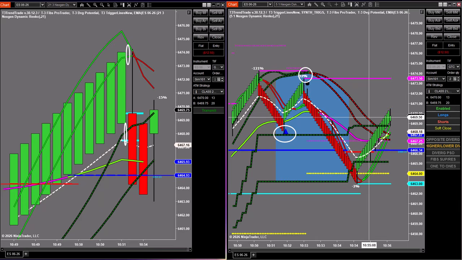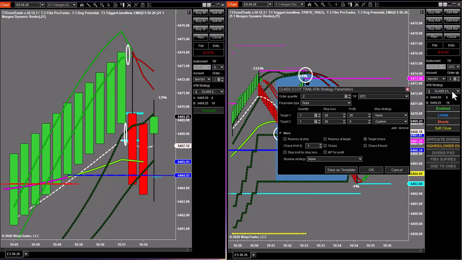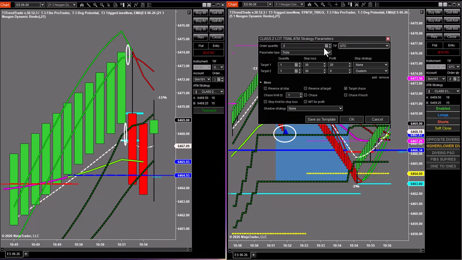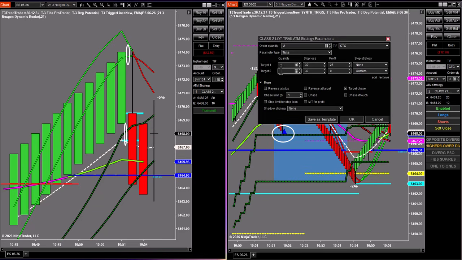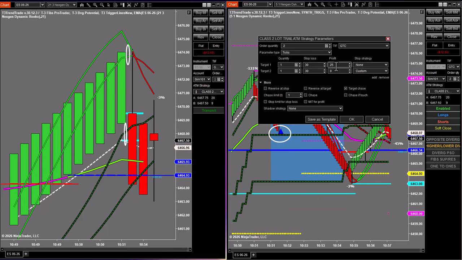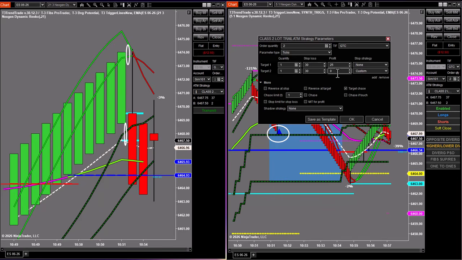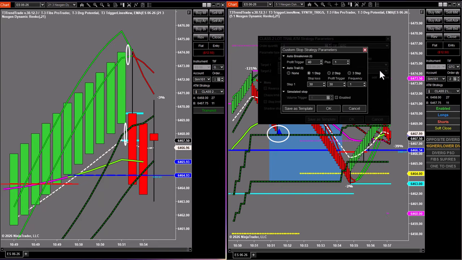All right. Which ATM am I using? Whichever one Mark did. It's a 2 lot with one target at 25 ticks and then some type of trailing that will run. It will run or chase. I don't exactly know what he has set up in here. It looks like at 30 ticks, it will trail behind by every tick.